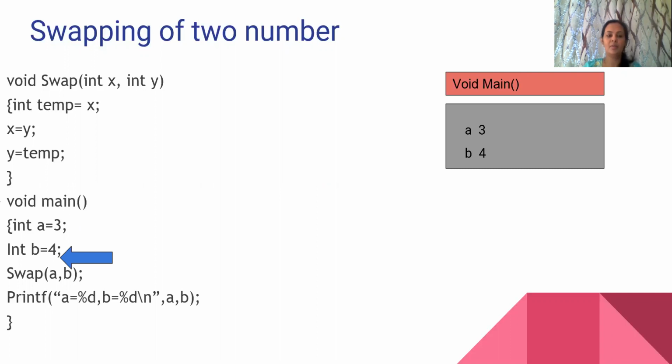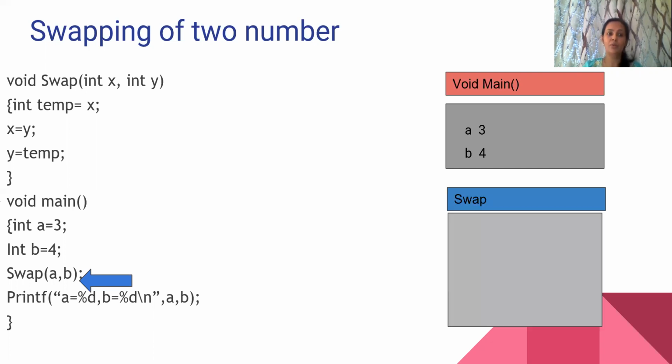The next statement is calling a function swap, where we are passing two integer variables a and b. As soon as swap is called, the control will shift to the function swap. Here the values of x and y have already been passed by main in the form of a and b. So x will be holding 3 and y will be holding 4 respectively.